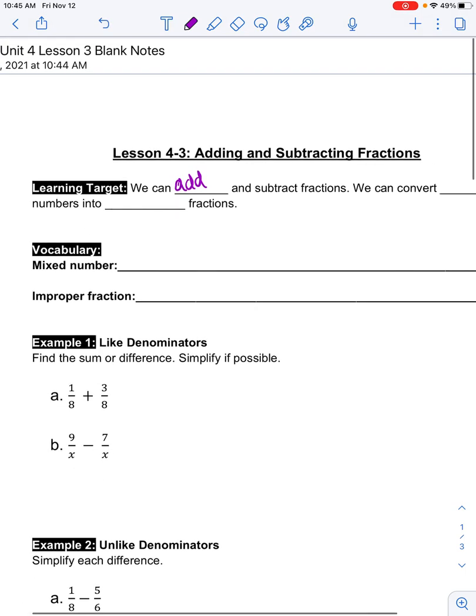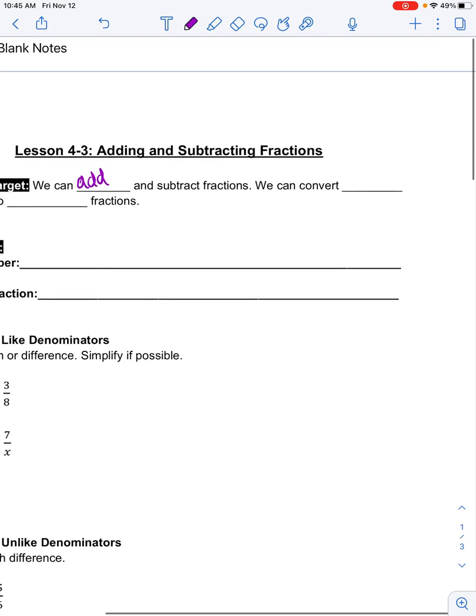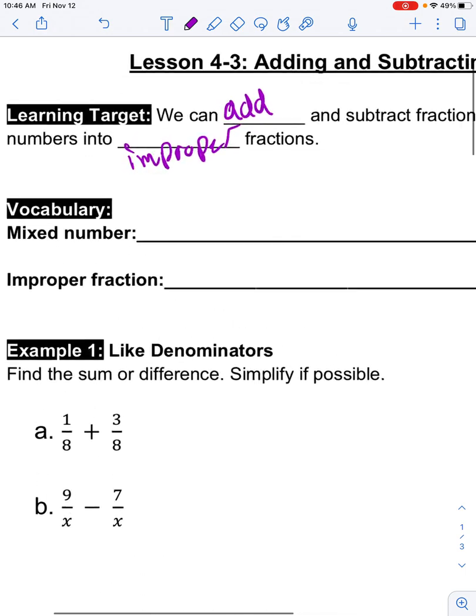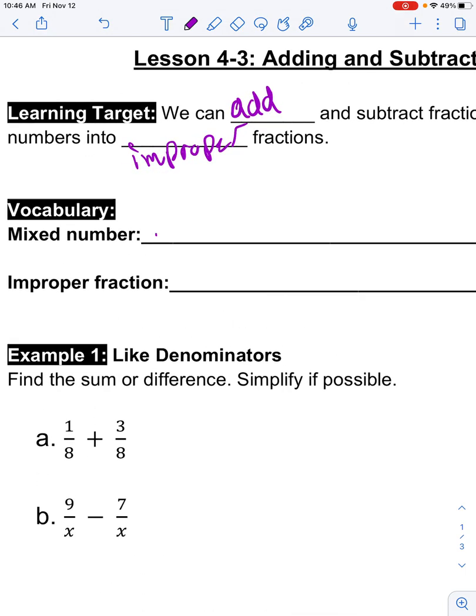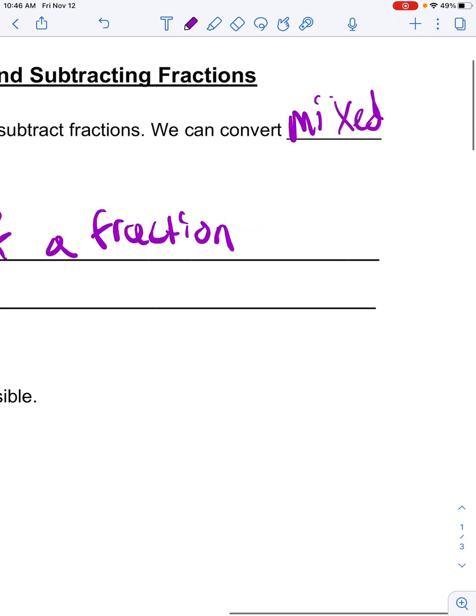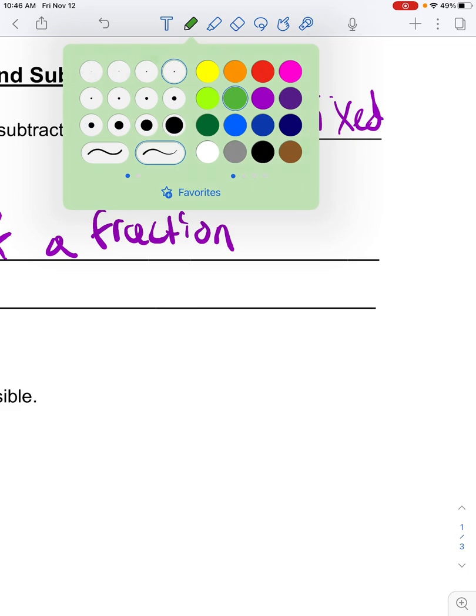All right, seventh graders, we're going to keep going with our fractions. So we're going to talk about adding and subtracting fractions. I touched on this last time, but we can convert mixed numbers into improper fractions. So a mixed number has a whole number and a fraction.